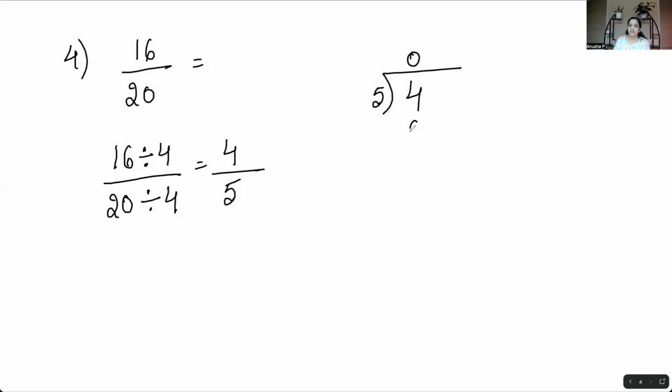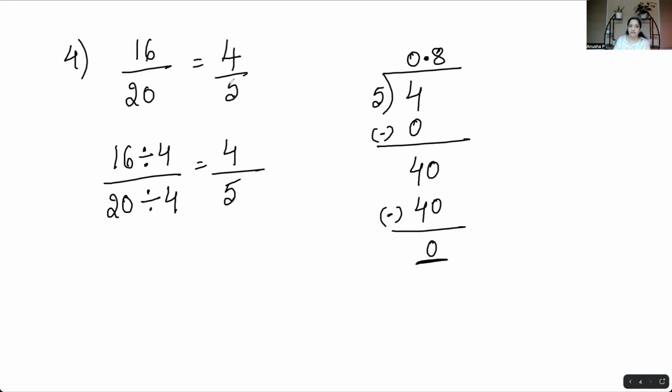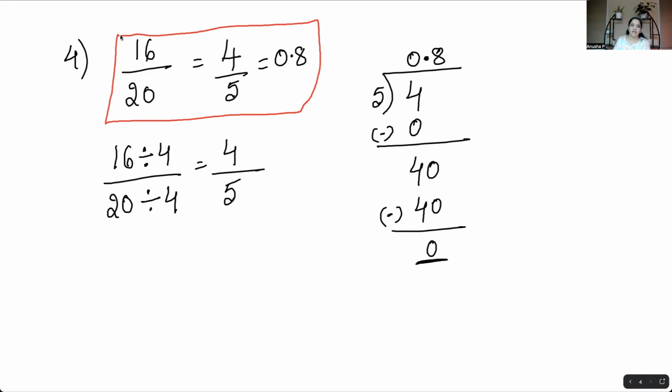So 5 times 0 is 0. 4 minus 0 is 4. Now we don't want the remainders, so we are converting into a decimal. You keep a decimal point, and because of this decimal point, you bring 0 down. So now 5 times 8 is 40. 40 minus 40 is 0. So 16 divided by 20, or 4 divided by 5, is equal to 0.8.